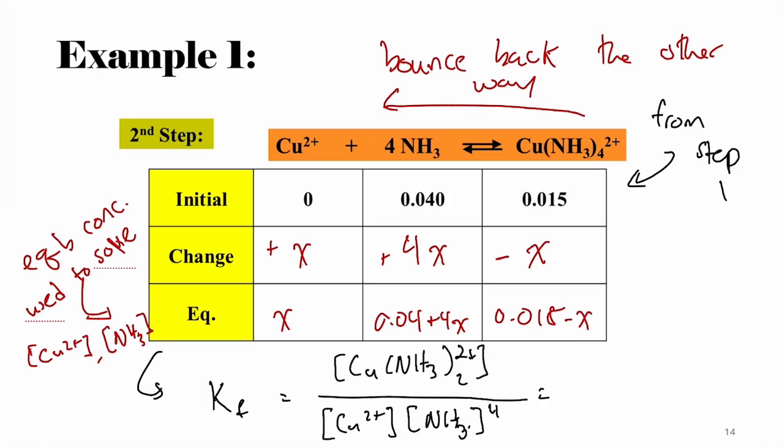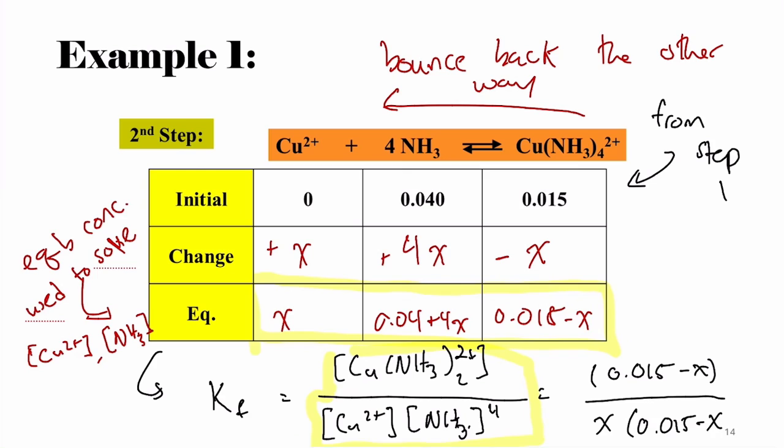Like that, right? And we just plug these equilibrium values in here. These get plugged into there, and we get something like 0.015 minus x over x times 0.04 plus 4x to the 4th power.